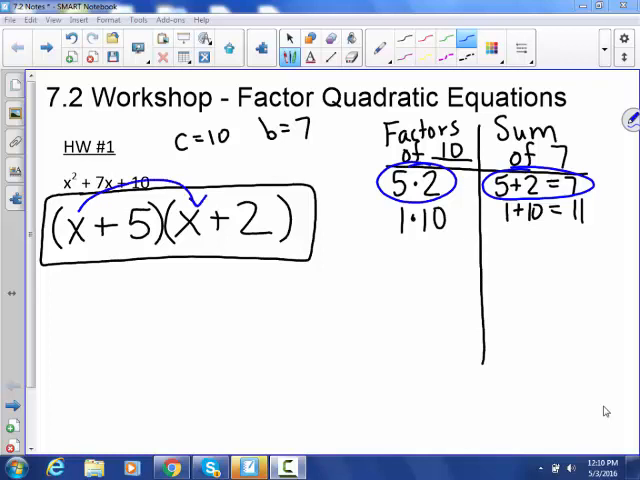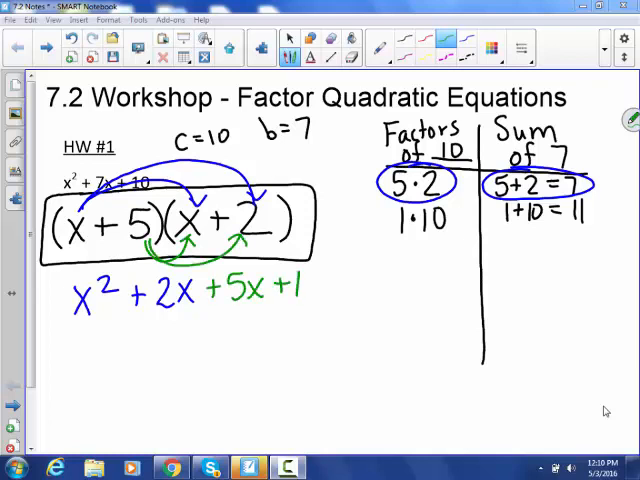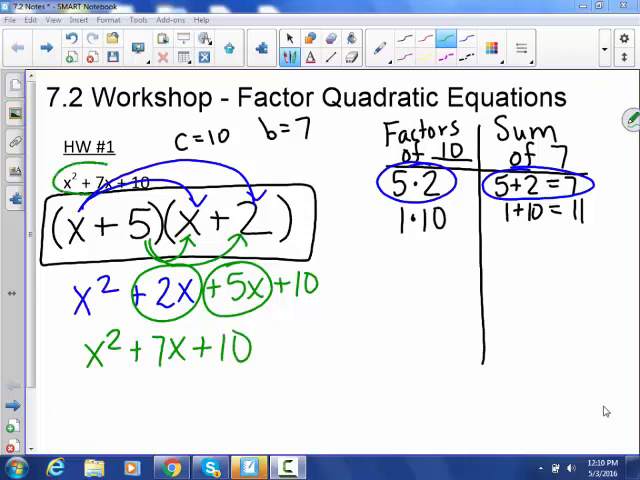So when you distribute, we're going to multiply the x times the x. What's x times x? X squared. Then we multiply the x times the 2, which is what? 2x. Then I've multiplied the x by both of those. Now I'm going to multiply the 5 by both of these. So what's 5 times x? 5x. And then what's 5 times 2? 10. And then in the middle, there are like terms. Those two are alike, so I can add those together. 7x. So x squared plus 7x plus 10, which is what we started with up here.